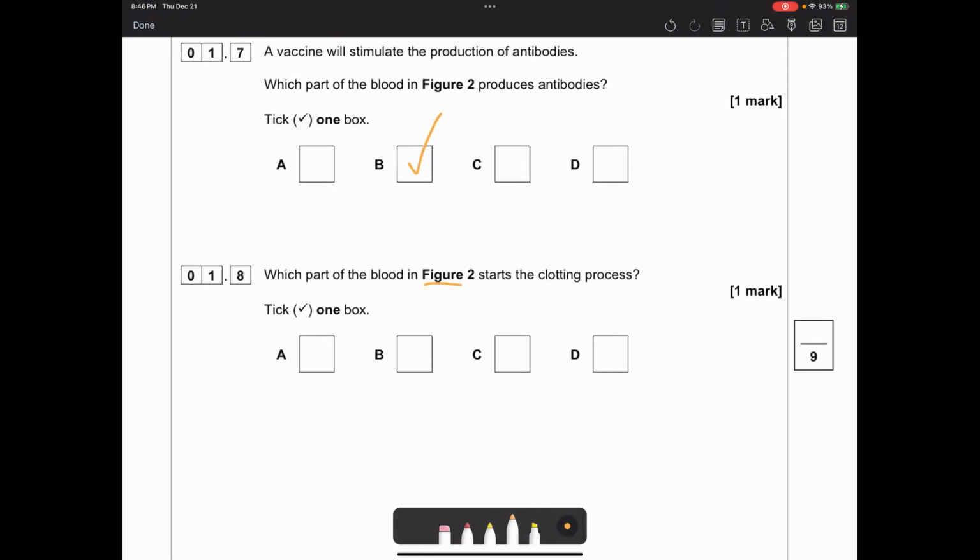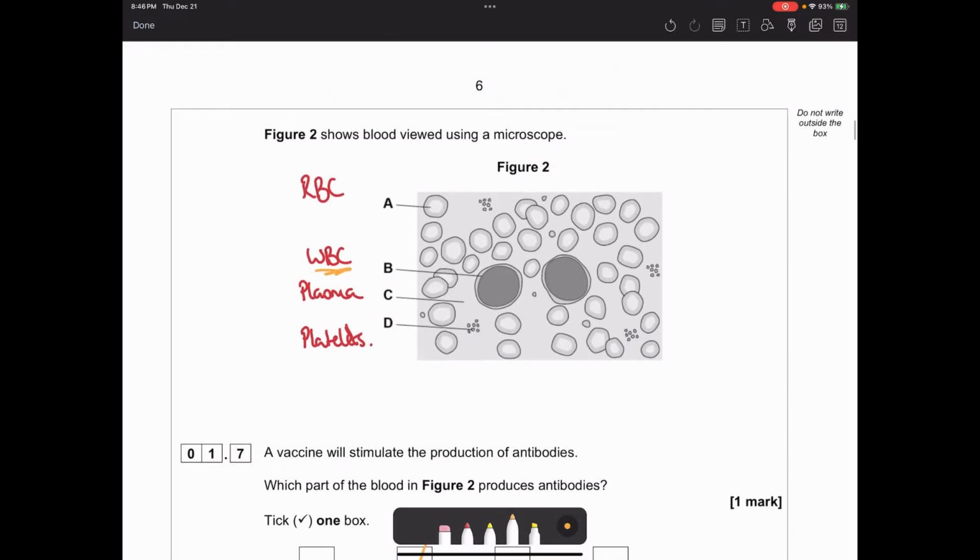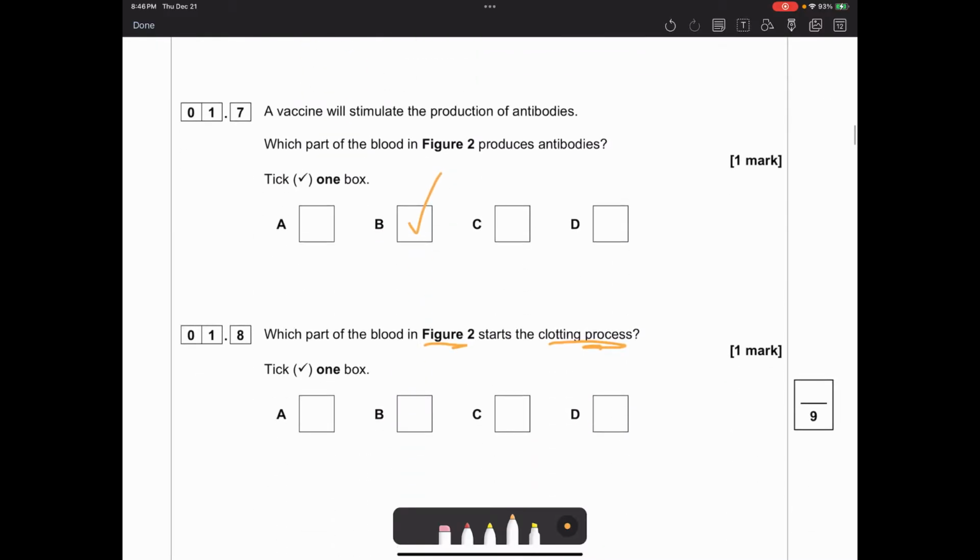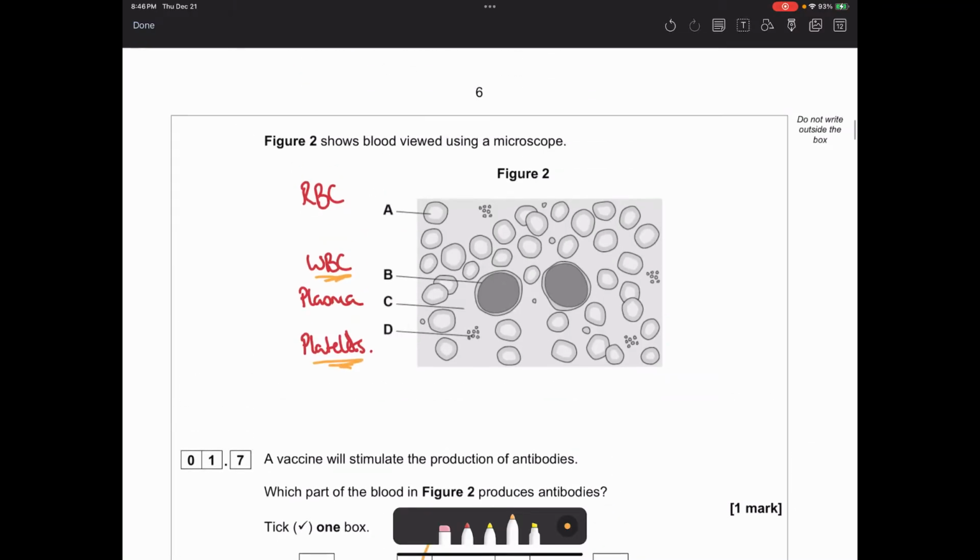Which part of the blood in figure 2 starts the clotting process? Well, the clotting process is happening if we get a cut and a scab will form, and that is the job of the platelets. So platelets do our clotting, and that would be D.